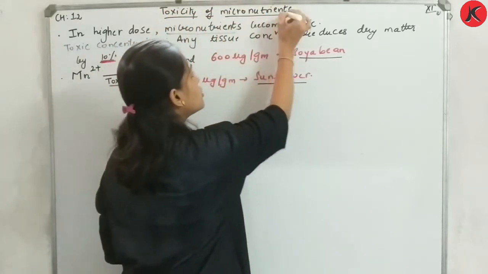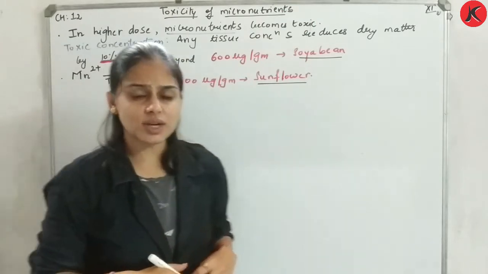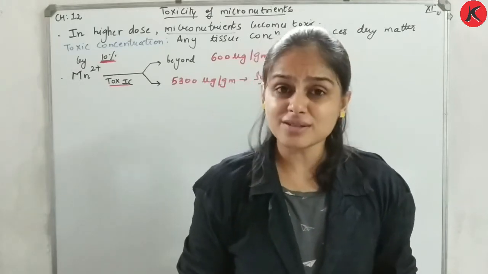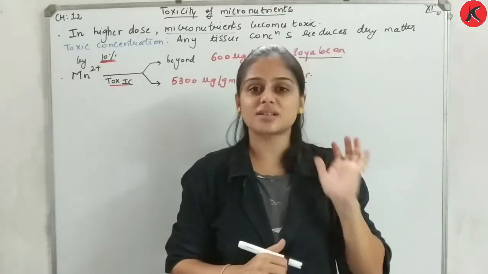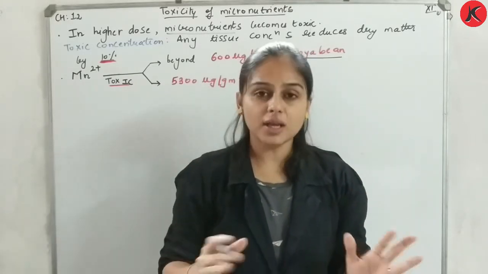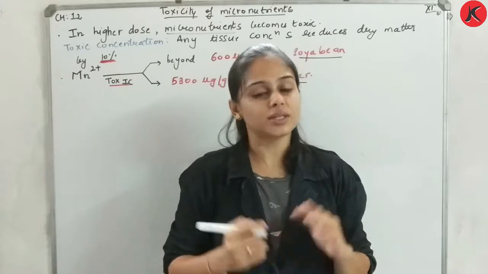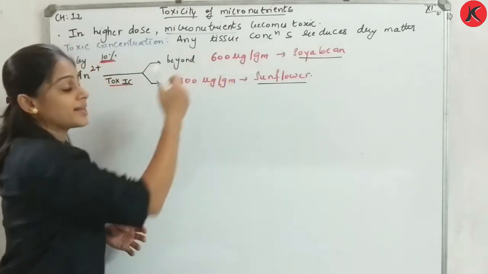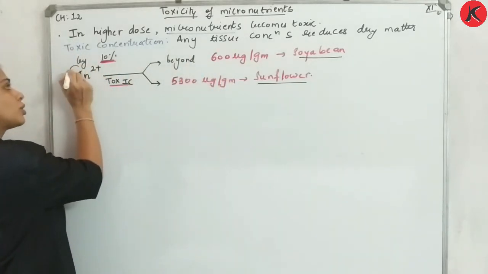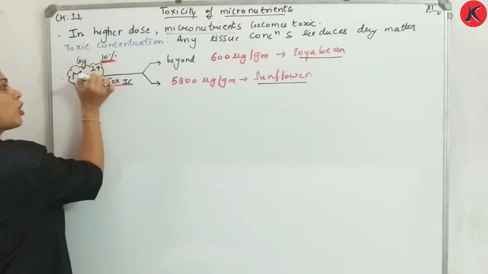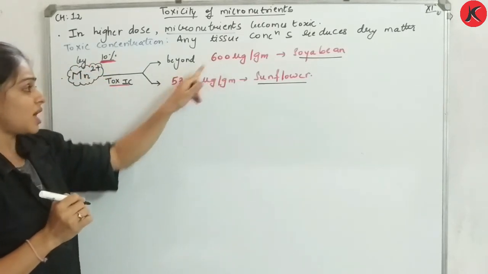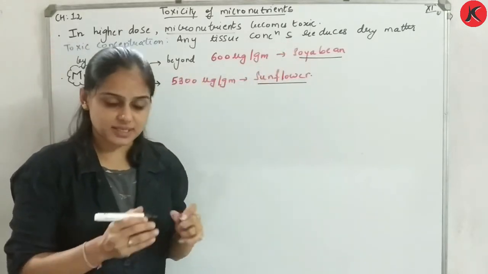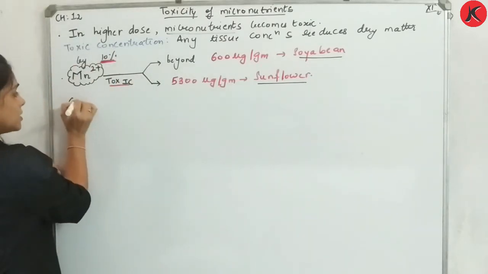Toxicity की definition क्या होती है? What is toxicity? Any tissue concentration which reduces dry matter of tissue by 10%. That is what I mean by toxic concentration. For every nutrient, toxic concentration different होता है. Again, it varies from one plant to another plant, and here you can see the example. I am talking about your manganese only. लेकिन उसका concentration different है for different plant. Simple as that.